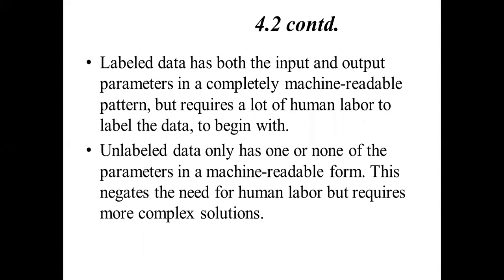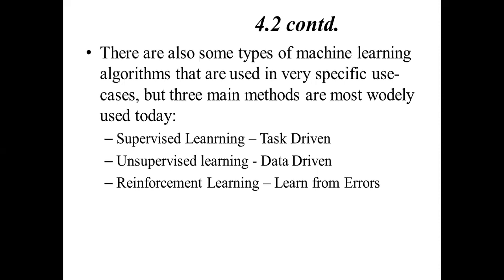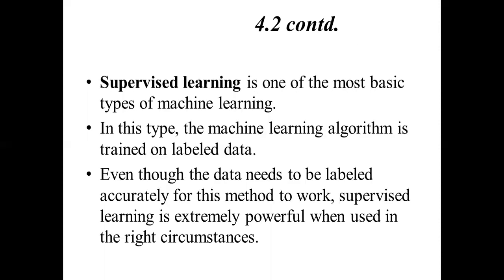So labeled data means data which has both input and output, and unlabeled data means data which has only input, that is, only feature values will be there, and that is also not in machine readable format. Okay, so supervised learning is task driven. That is, I have the task that whatever training data is there, it should give me the same output. In unsupervised learning, only input data is given. That's why this is called data driven. And in the case of reinforced learning, we learn from the errors. That is, whenever we design the model, we check whether it works properly. If not, again we will change it.